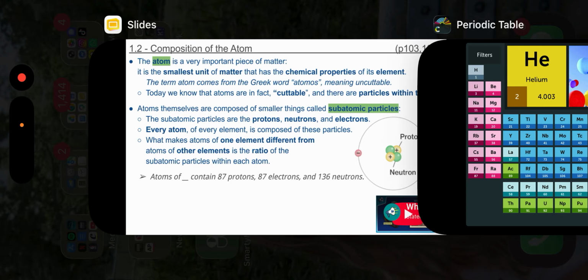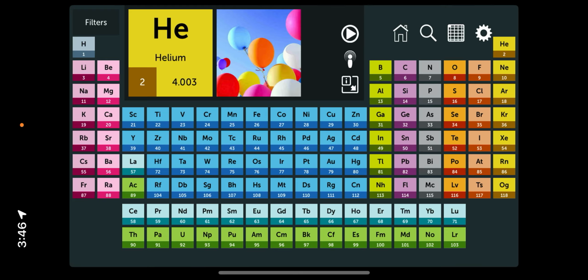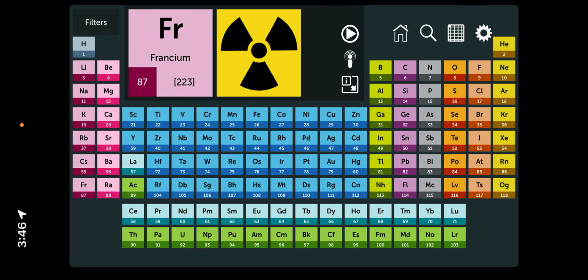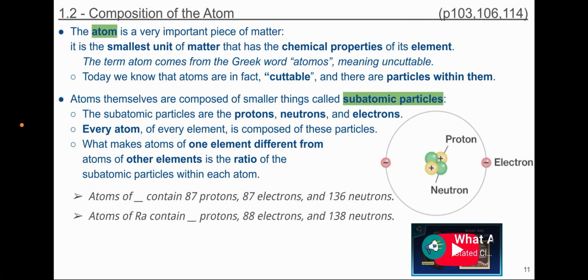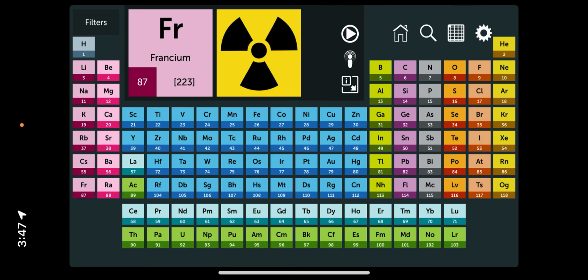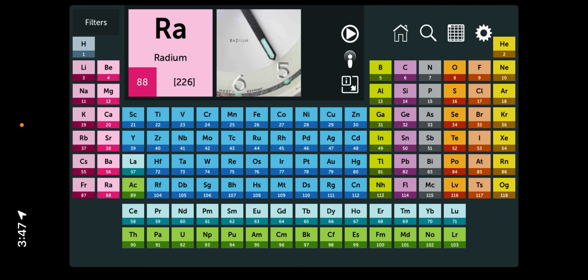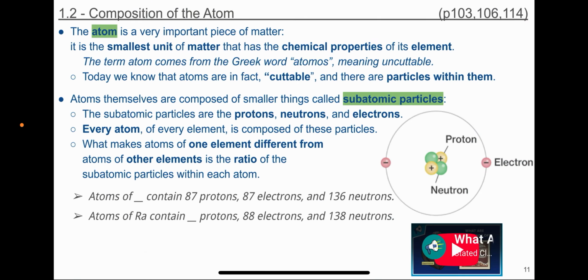But the one from our notes here is 87. So which element has 87 pieces? That would be francium, or Fr. Okay? Atoms of Fr contain 87 protons, 87 electrons, and 136 neutrons. What about atoms of Ra? Let's go back and find Ra. Where is it? Radium. Oh, it's right next door. Ra has 88 protons. So 88 protons, 88 electrons, and 138 neutrons.